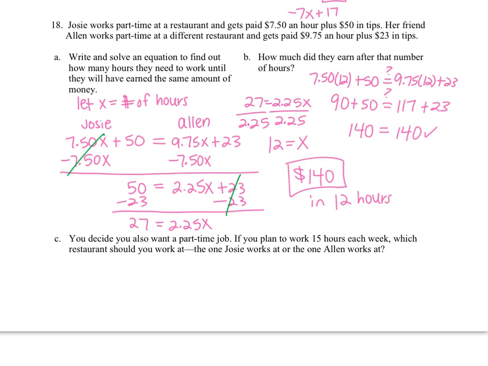So if you keep working more hours from this 12 hours, every additional hour you work, Alan makes $9.75 more, while Josie only makes $7.50 more. So if you work more than 12 hours, you would rather work at Alan's job, because we know that they both have made $140 after 12 hours, and each additional hour we know that Alan's actually getting paid more. So if you want to make more money, you're working 3 more hours. $9.75 times 3 added on to this is more than only $7.50 times 3 added on to $140.